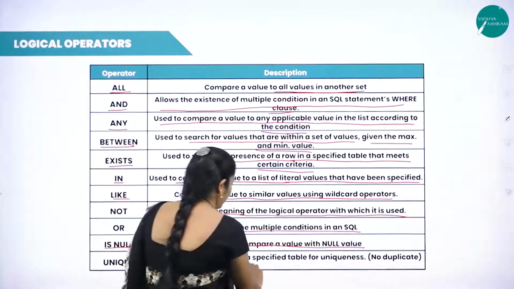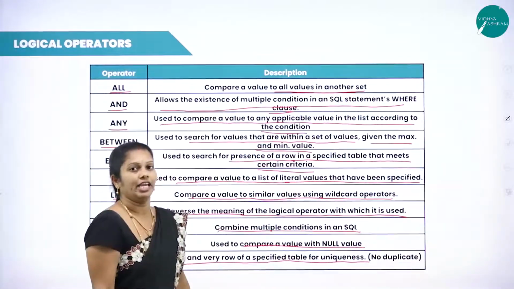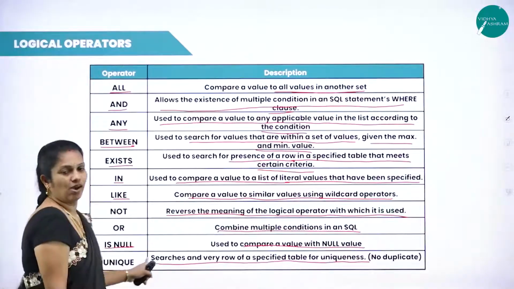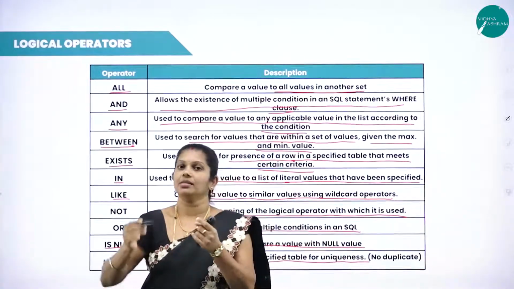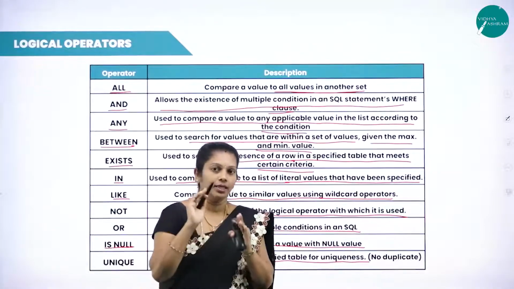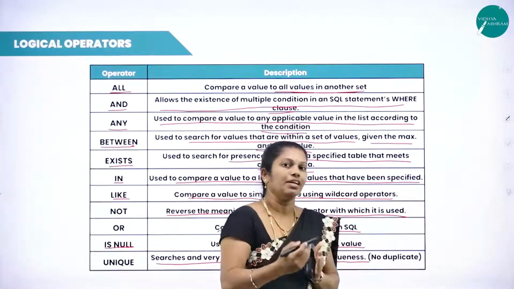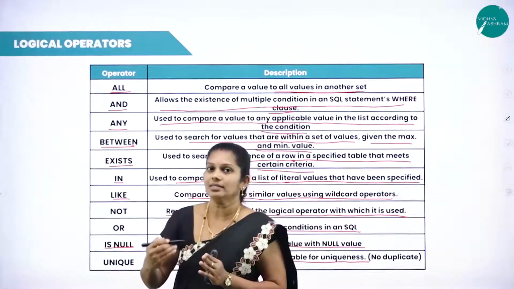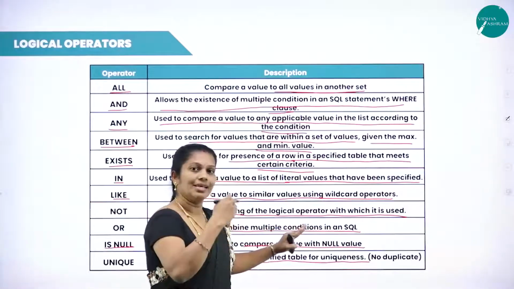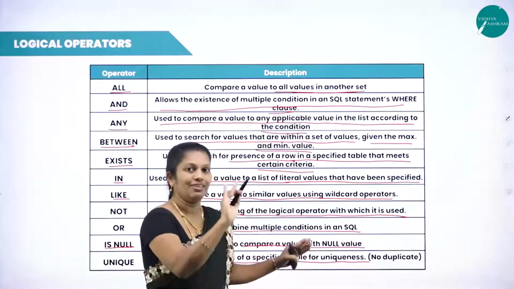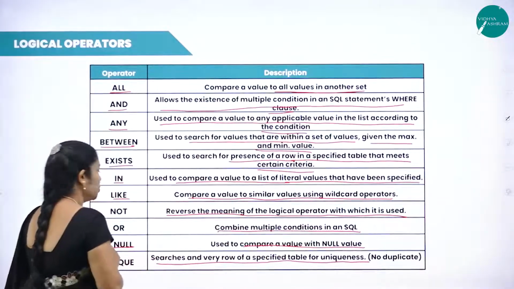The next one is UNIQUE. It searches every row of a specified table for uniqueness. To avoid duplications, we use this unique value. Already I told you, what do we mean by unique value? In the previous class I gave the example of name as well as register number. The name cannot be called a unique value or primary key because there is a probability of the name repeating. But the register number will never repeat for anybody. At that time, I can consider the register number as a primary key. It's a unique value that will never repeat and cannot be duplicated for any reason. That can be called a unique value.